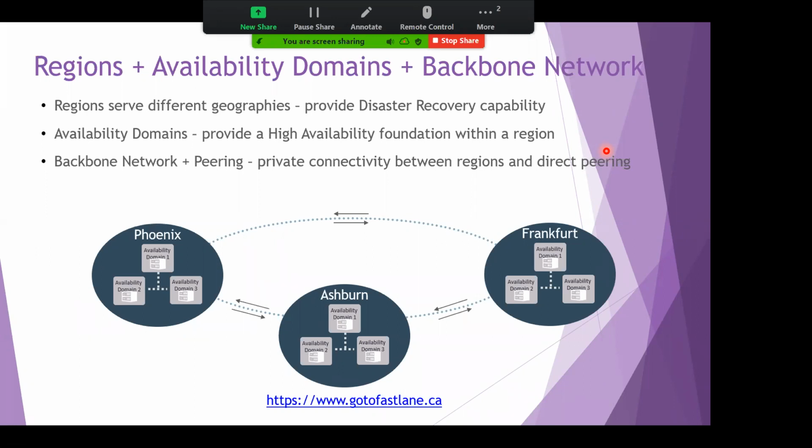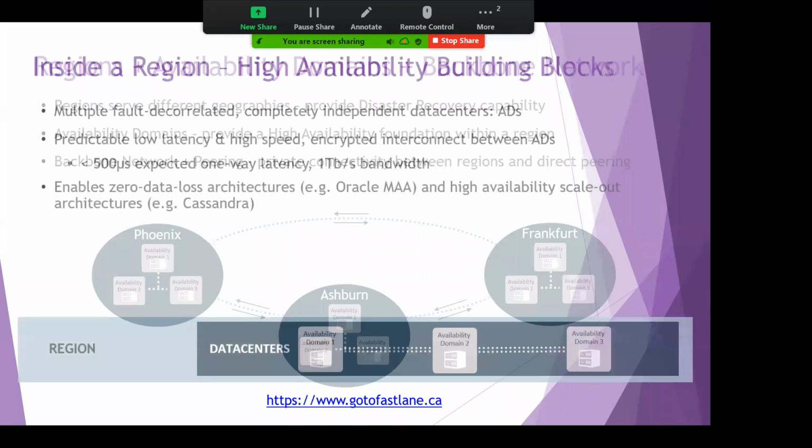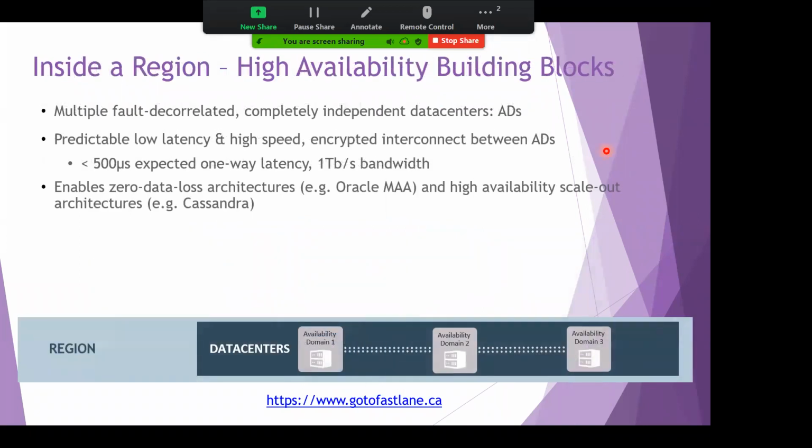A very important concept for OCI is to understand regions, availability domains, and the backbone network. This peer-to-peer network connectivity helps to promote speed. All right, now let's look at each of the units here. So regions. As we said, a region is a geographical area which has availability domains, which are your data centers.